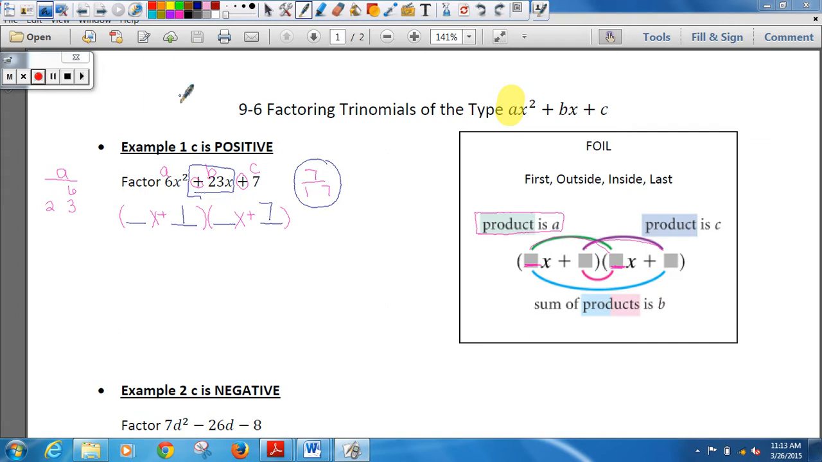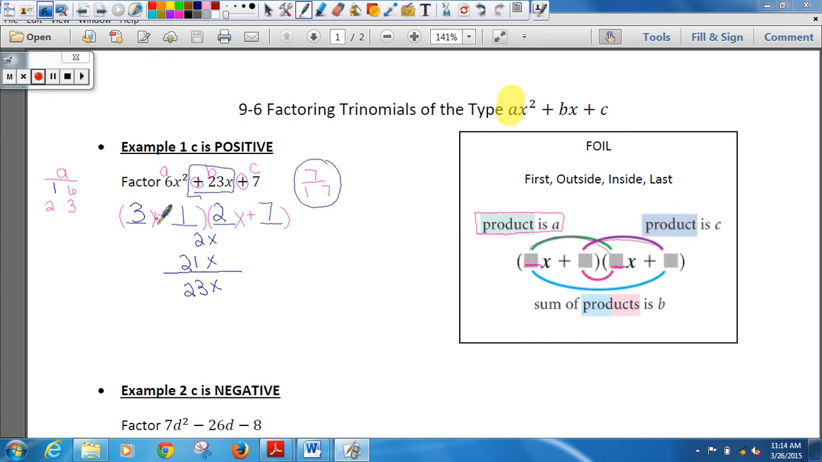So now my next one, if I move 6 here, 6 times 7 would give me 42, that'd be way too big. So I know I'm going to have to use 2 and 3, I have to figure out where. Well, if I put 3 here, and 2 here, this gives me 2x, and the outside ones give me 21x. That gives me a sum of 23x, which if you notice, that is what I need.